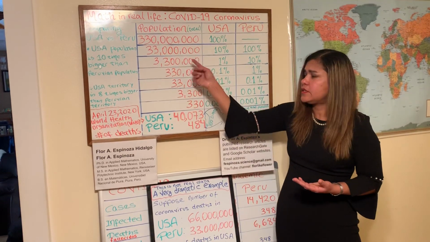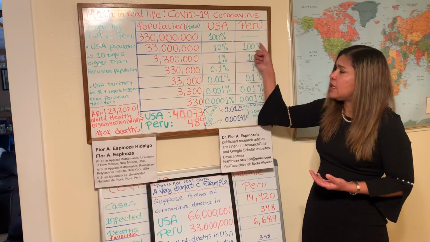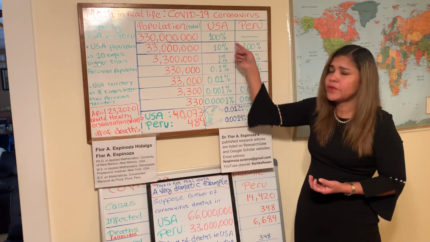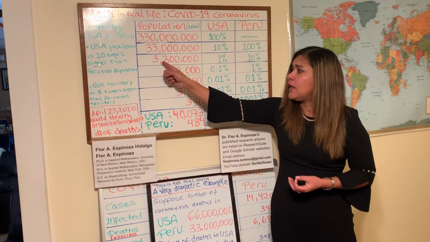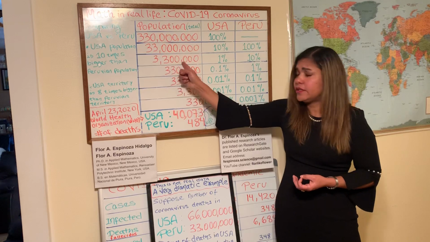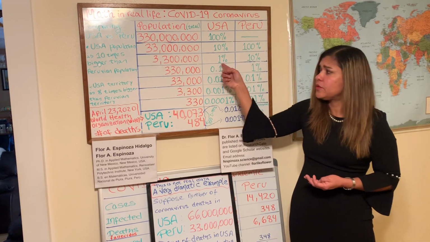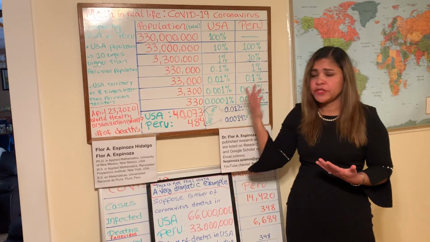Another way to see this is that 33 million people represents 100% of the Peruvian population, while the same number represents 10% of the United States population. Going down the line, 3,300,000 people represents 1% of the United States population, while this same number represents 10% of the Peruvian population.